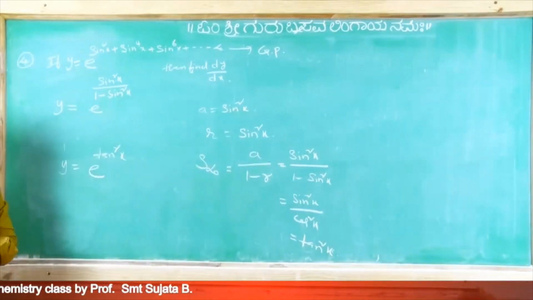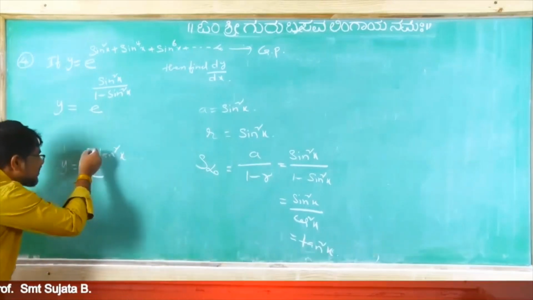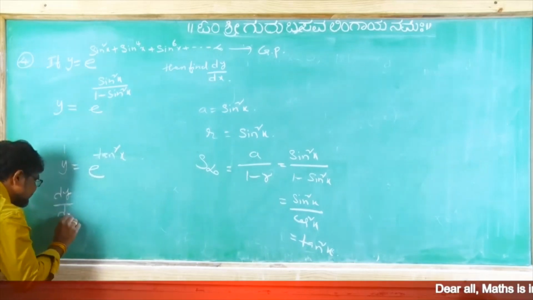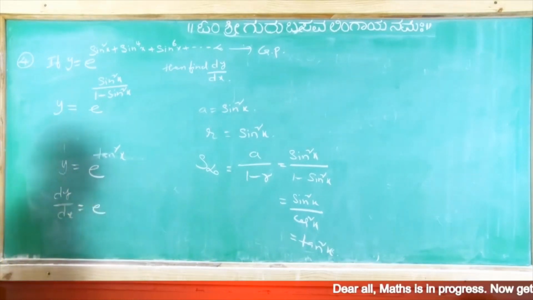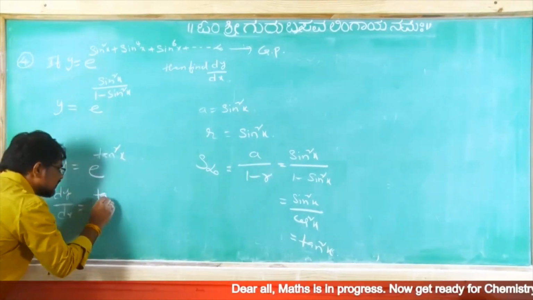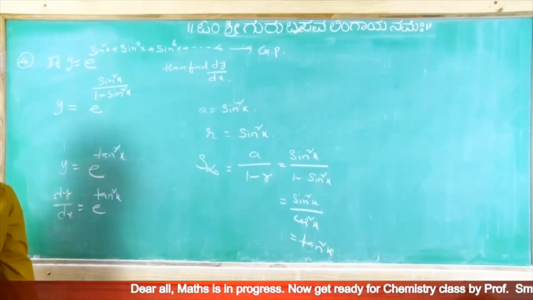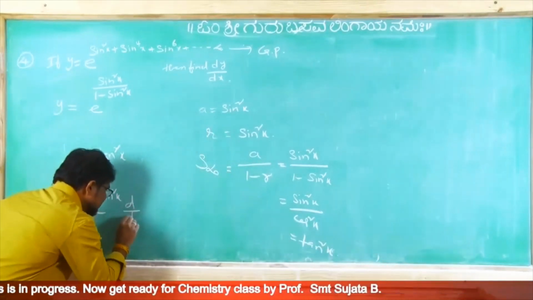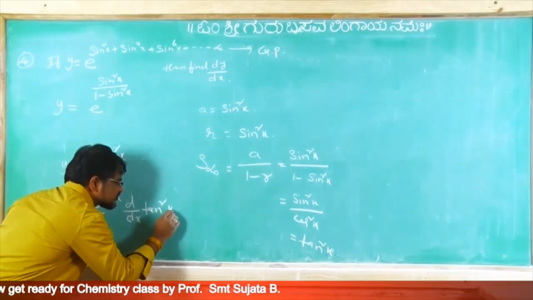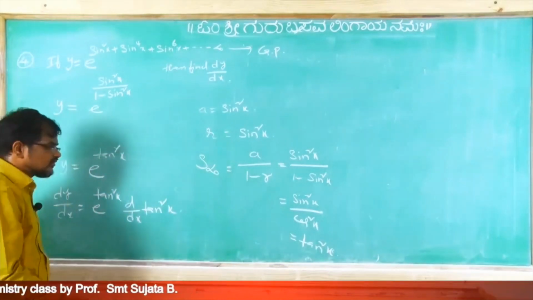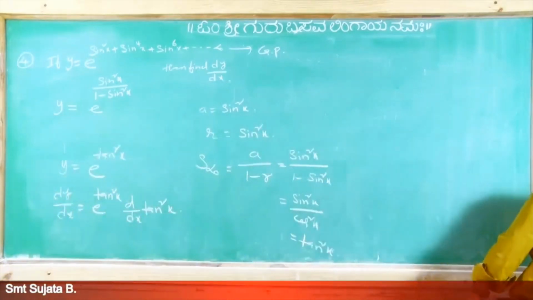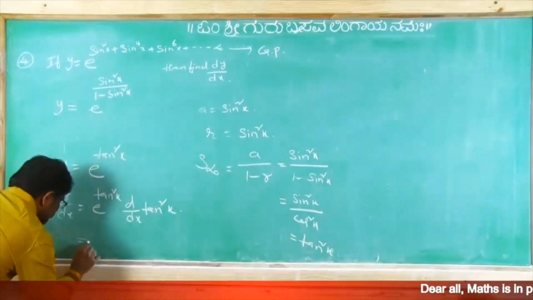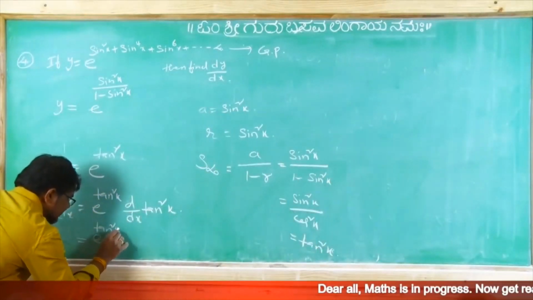Now for this one we have to do the differentiation. Now it is in the form of e power x. Now dy by dx equal to e power x, where x is tan square x. Differentiation of e power x is e power x only. Again we have to do the differentiation of d by dx of tan square x. So that is equal to e power tan square x.